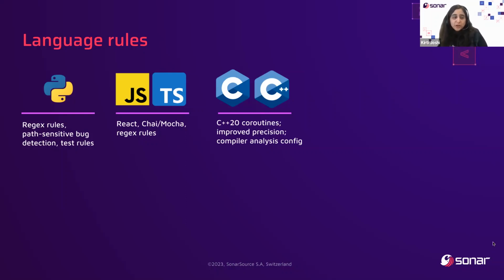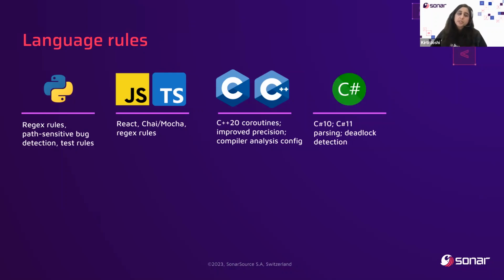Some more news for C# users. If you're using that programming language, we now support C# 11 parsing. And if you're on the older version, C# 10 or C# 9, we have rules for pattern matching and lambdas. We have rules for deadlock detection. And so plenty of stuff there for C# users as well.